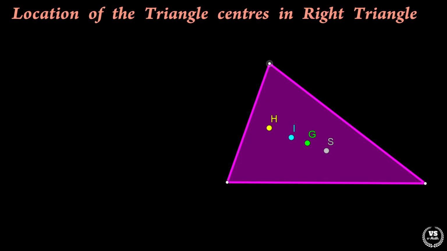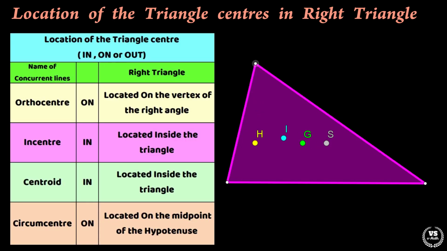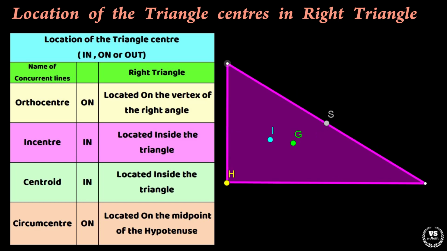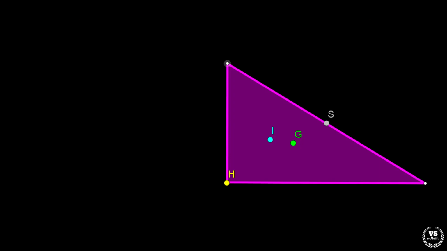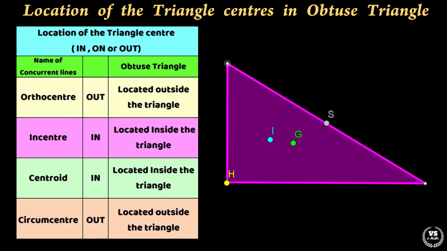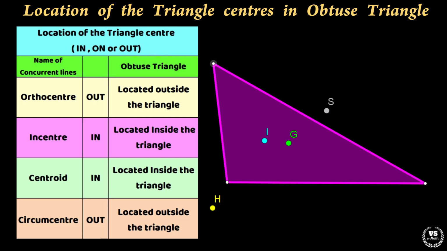Now, if I make this triangle a right triangle, then the orthocenter moves to the vertex of the right angle, and the circumcenter moves to the midpoint of the hypotenuse, while the other two remain inside. When the triangle becomes obtuse, the orthocenter and circumcenter move outside, while the other two still remain inside.